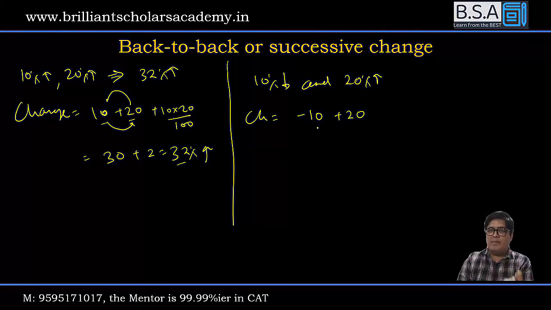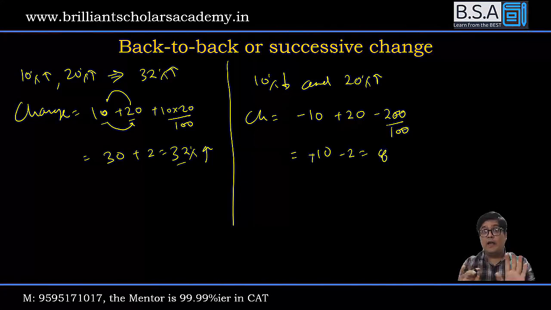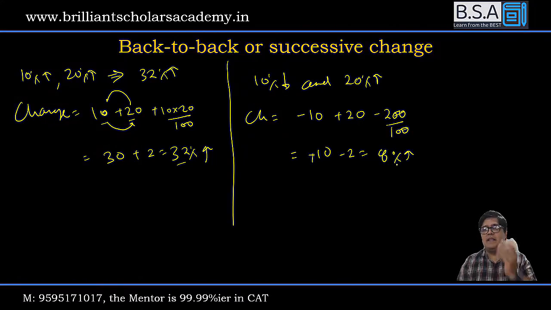Now be careful. When you multiply minus 10 and plus 20, you will have minus 200 upon 100. So you must be careful for the sign change. The first term is minus 10 plus 20, so that is plus 10, minus 2. That is 8. Overall 8 positive means there is 8% increase. These two combined will lead to 8% increase.